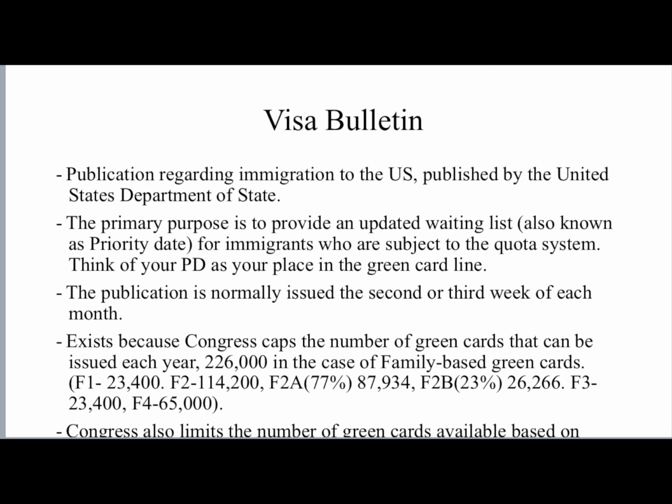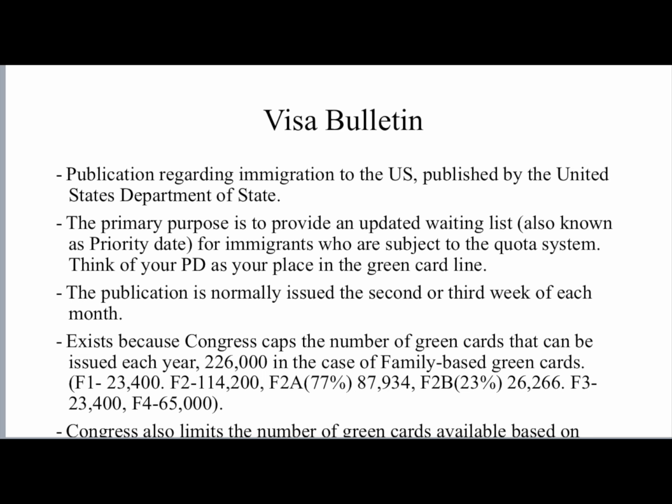F2 has the largest amount, but remember that it's split between F2A and F2B. So F2 as an entire category gets 114,200 of those visas, with 77% going to F2A, which works out to be about 87,934 visas or green cards.